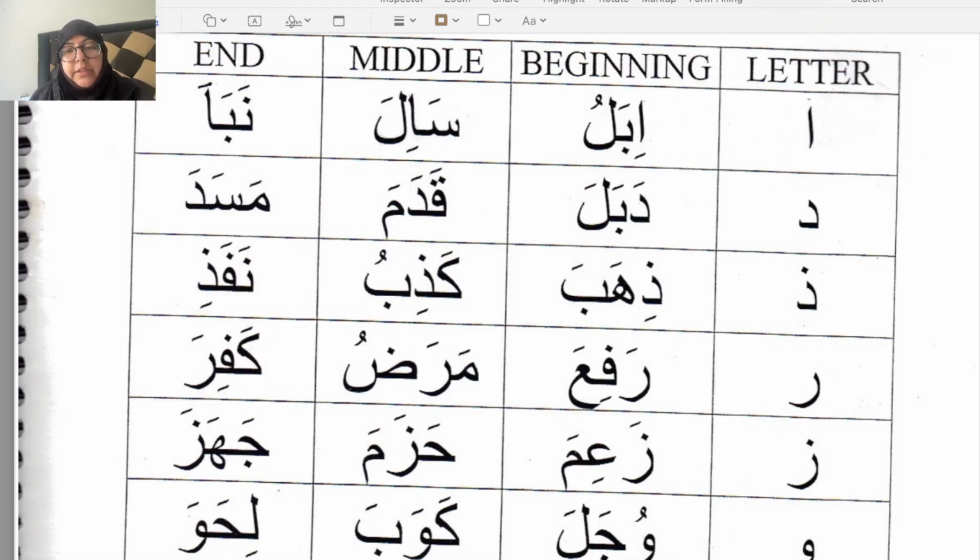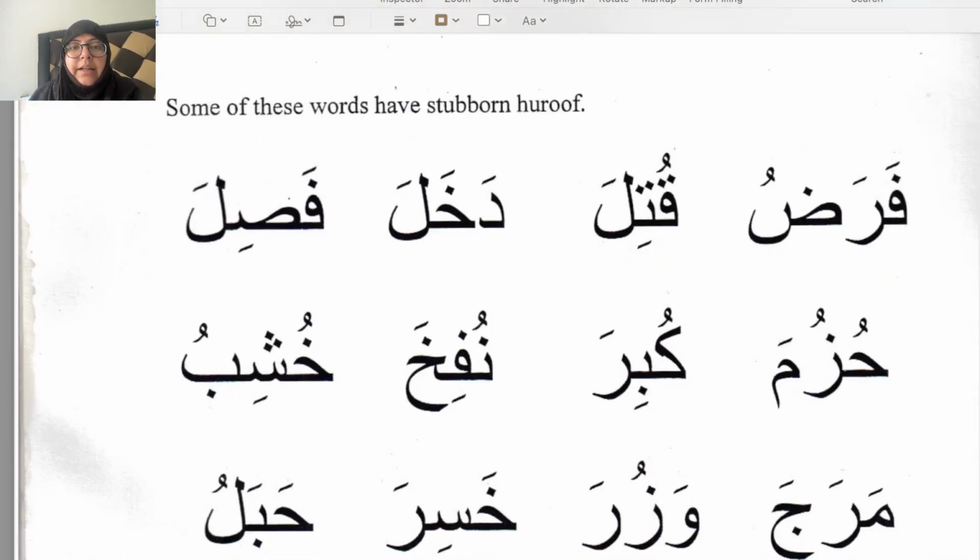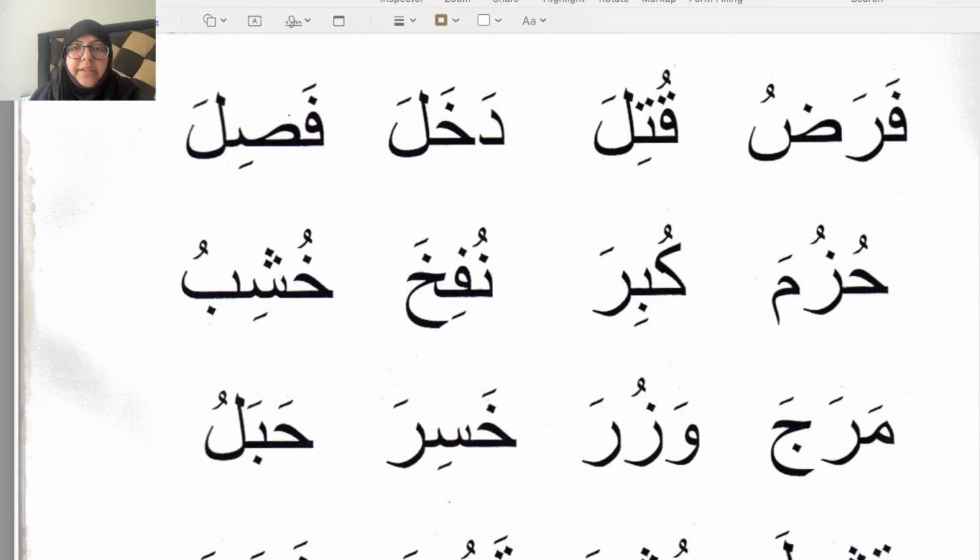Can you hear the difference between this and this is z? Here I'm having a little bit of whistling sound, but here I'm having the. Understand? Now this is v, wow. Vujala, vujala. Kavaba, kavaba. Lihava, lihava. And I would really recommend you to practice this one.